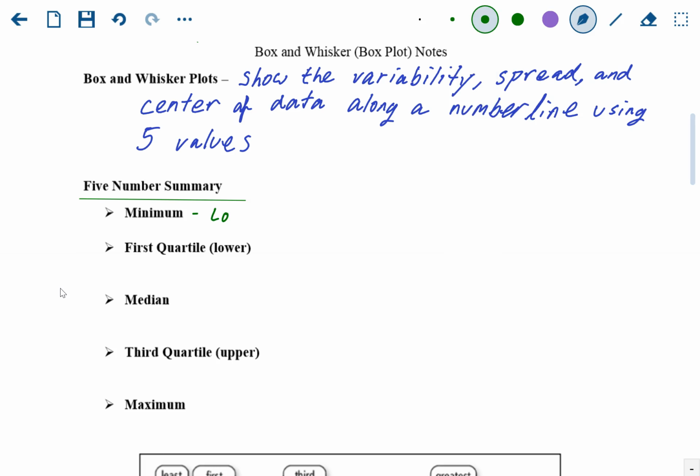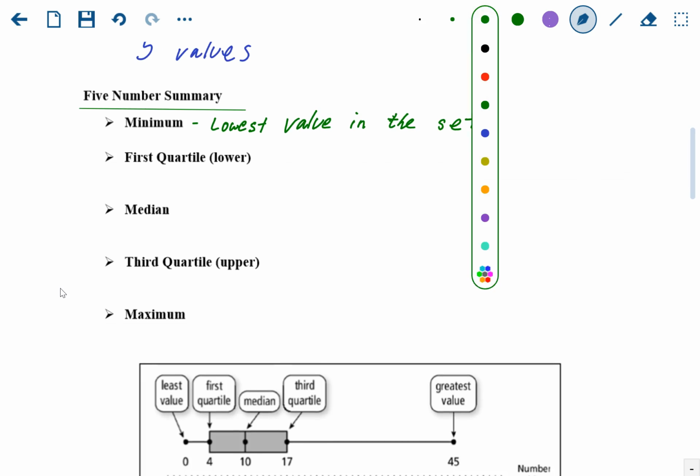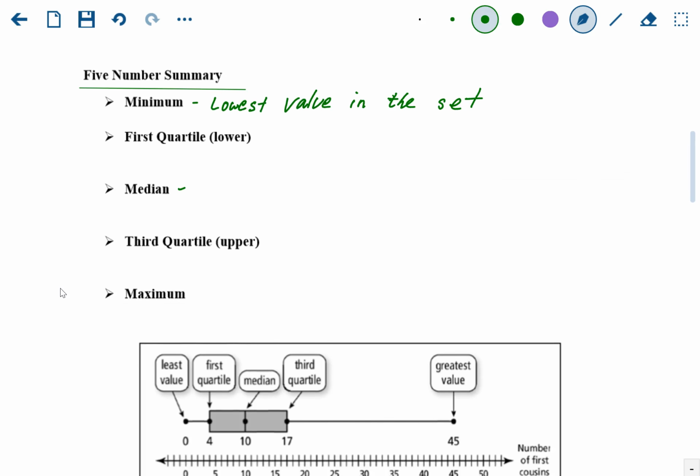There's 5 of them, obviously. Minimum, you should be familiar with. It's the lowest value in the data set. We're going to skip first quartile and go to median, which again should be a familiar term. It's the middle value in your set.